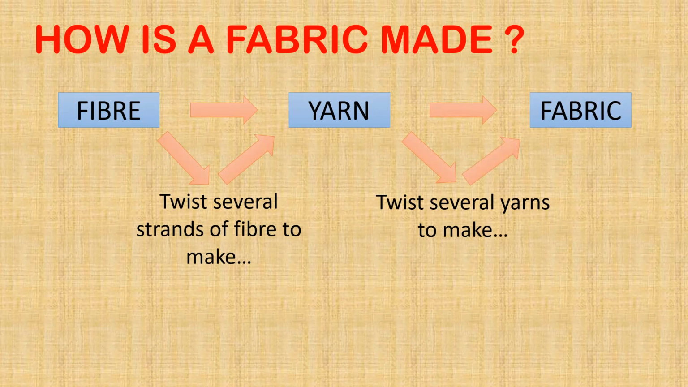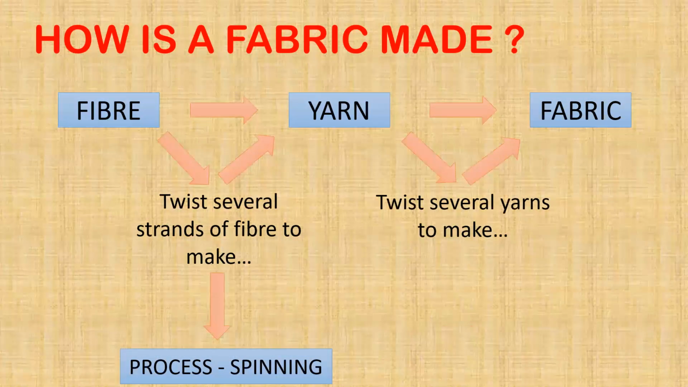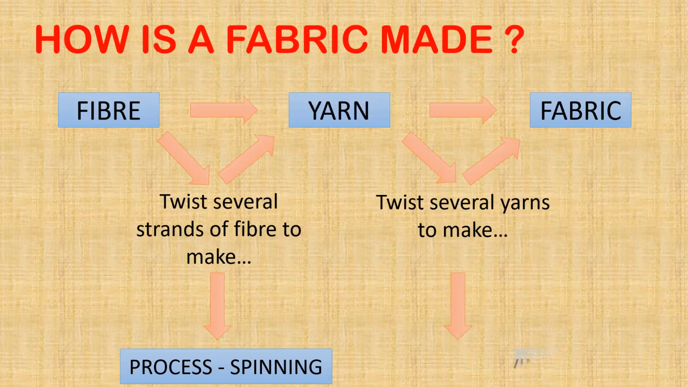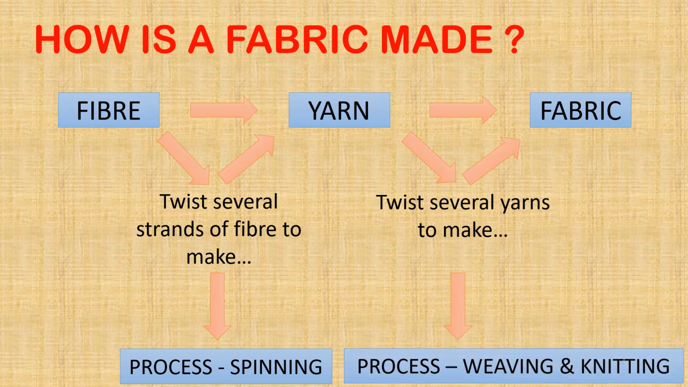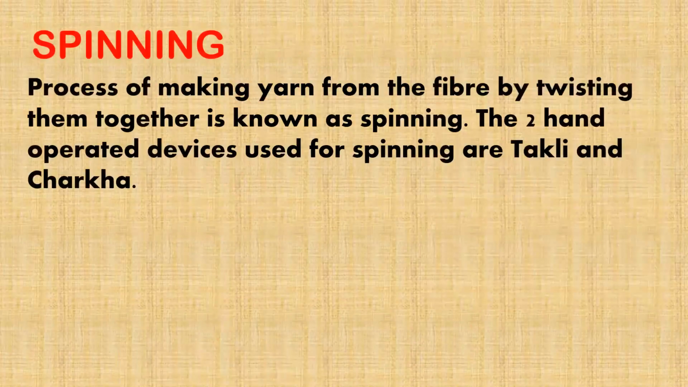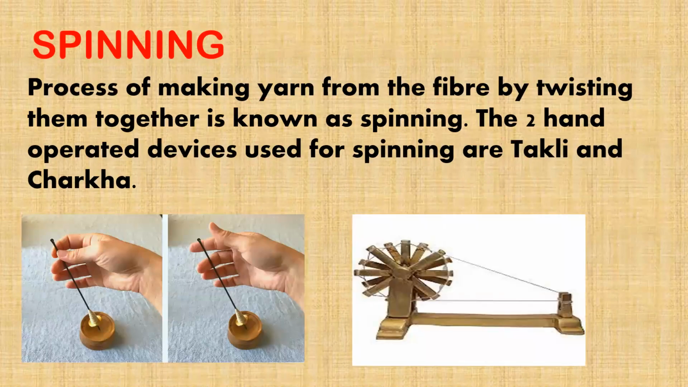The process of twisting several strands of fiber to make yarn is known as spinning, while the process of twisting several yarns to make fabric is known as weaving and knitting. So let's study all these three processes in detail. Spinning. The process of making yarn from the fiber by twisting them together is known as spinning.